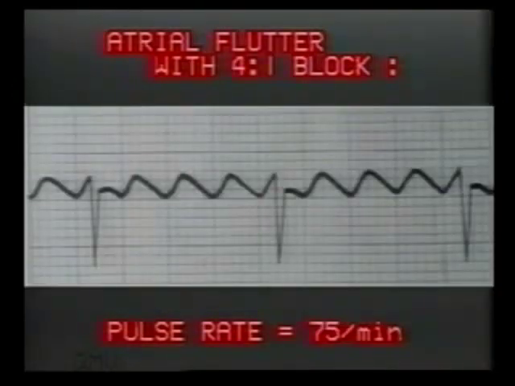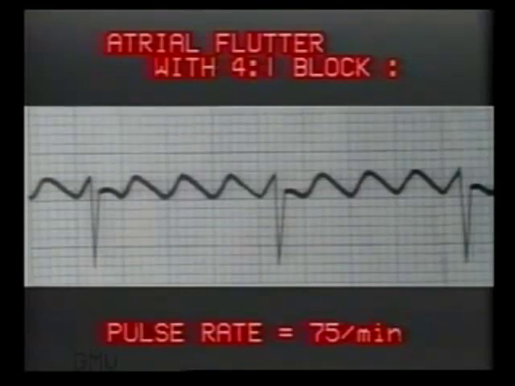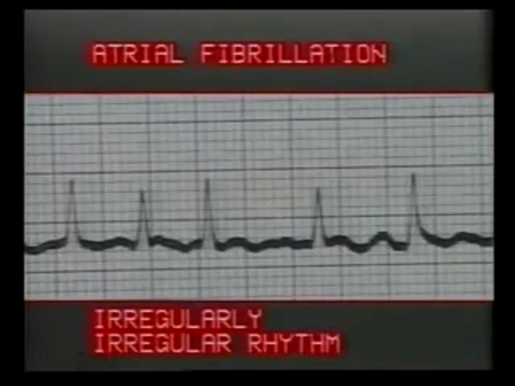And this ECG shows 4-to-1 block with a ventricular rate of just 75 per minute. Note that the ventricular rate and the pulse are regular, but sometimes the flutter may show a varying block and irregular pulse. Atrial fibrillation.